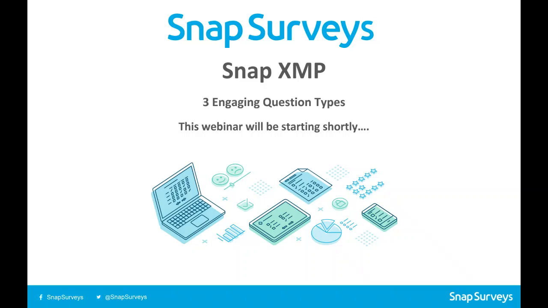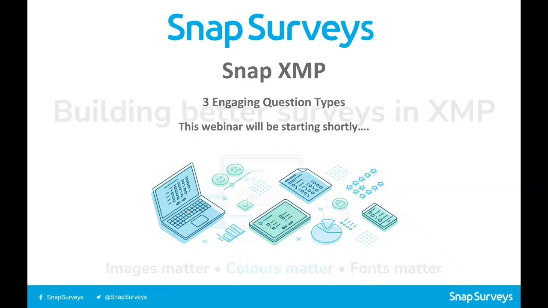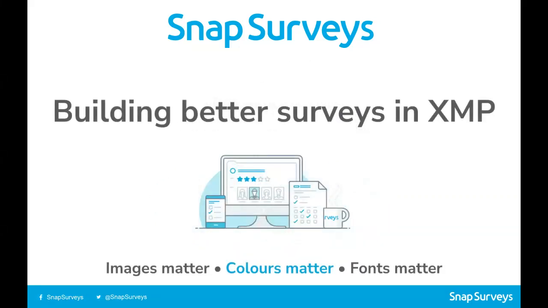So I'm going to change my slide. We're just going to very quickly go through a few things about building better surveys, and we're going to be doing that within Snap XMP. So in the next 20 minutes, we're going to have a look at the 3 simple question types that we can create more engaging surveys through. We're going to be exploring ranking, categorize, and map control questions.